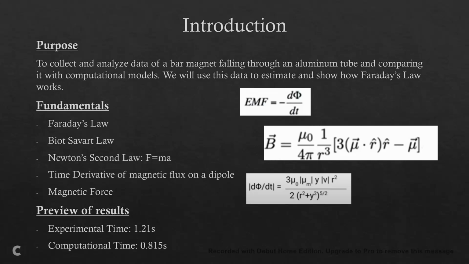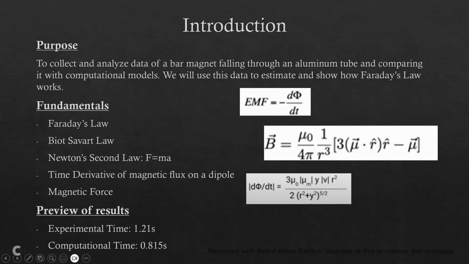For the introduction, the purpose of our lab is to collect and analyze data of a bar magnet falling through an aluminum tube and compare it with computational models. We'll use this data to estimate and show how Faraday's law works. The fundamentals we'll be using are Faraday's law, the Biot-Savart law, Newton's second law, the time derivative of magnetic flux on a dipole, and the magnetic force. There are images of these formulas listed on the right side.